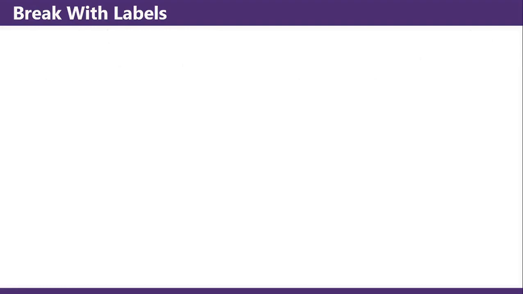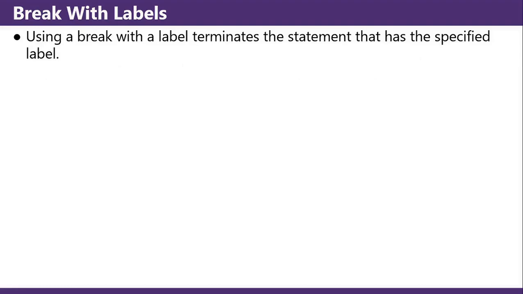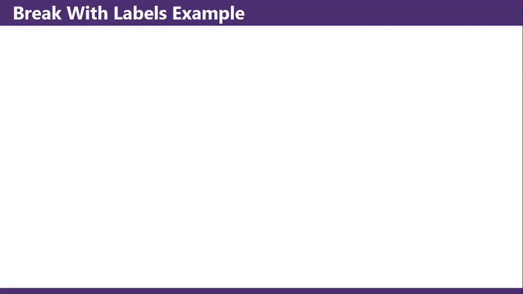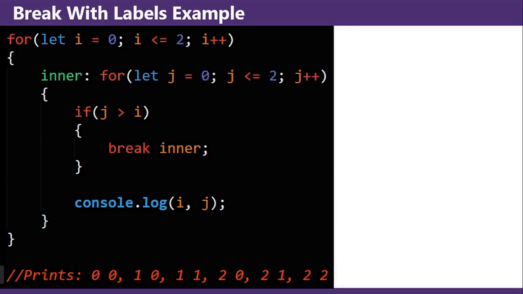Break with labels. Using a break with a label terminates a statement that has a specified label. Break with labels example: you have an inner and an outer loop, and inside the inner loop, if j becomes greater than i, you're breaking out of inner. In every iteration of the inner loop, when you're not skipping it, you're logging out i and j. This ends up logging out 0, 0, 1, 0, 1, 1, 2, 0, 2, 1, 2, 2.